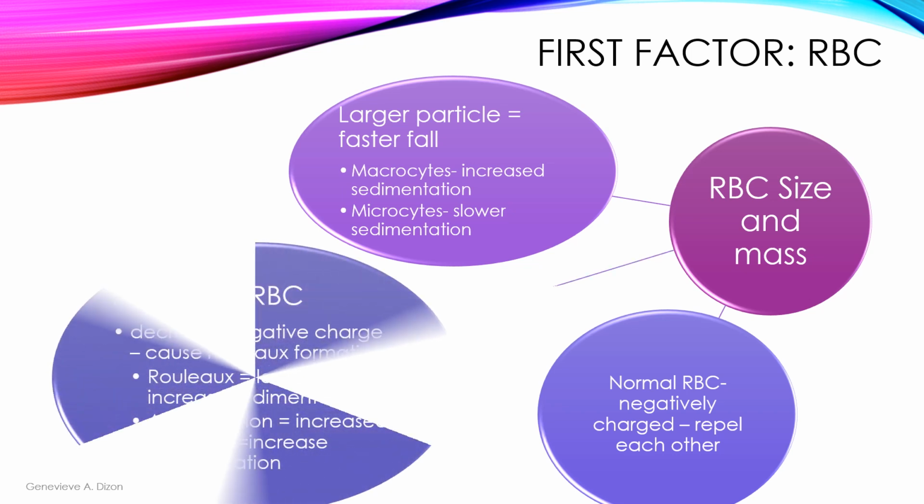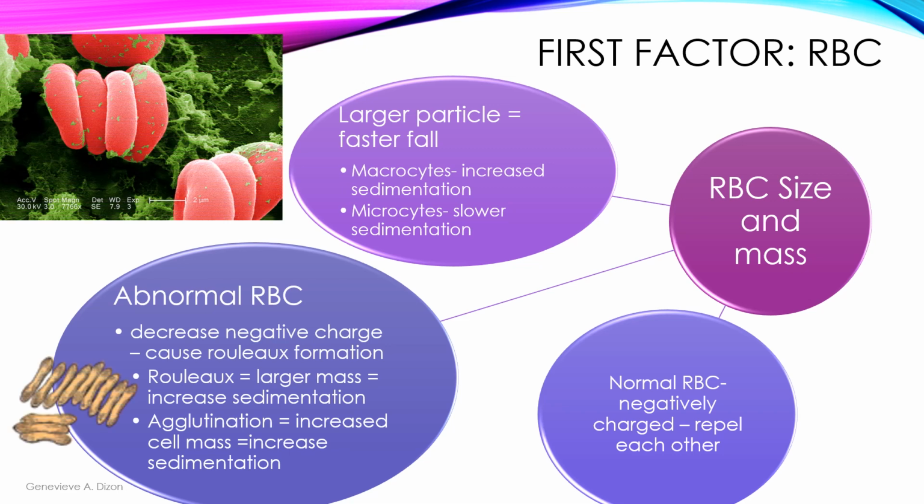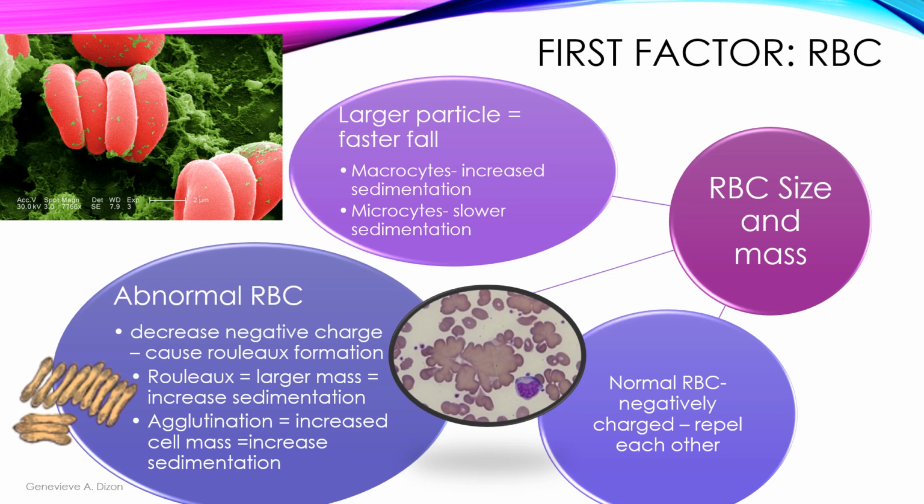But there are disorders that can alter the negative charge of the red blood cells and may either decrease it or change it to a positive charge. Now, this would attract the other negatively charged red blood cells, causing either a rouleau formation or an agglutination. Rouleau is when the red blood cells are stacked together like coins. And when this happens, they become larger in mass, therefore increasing sedimentation. Agglutination can also increase sedimentation. This is when the red blood cells are all clumped together, therefore also giving an increased cell mass.